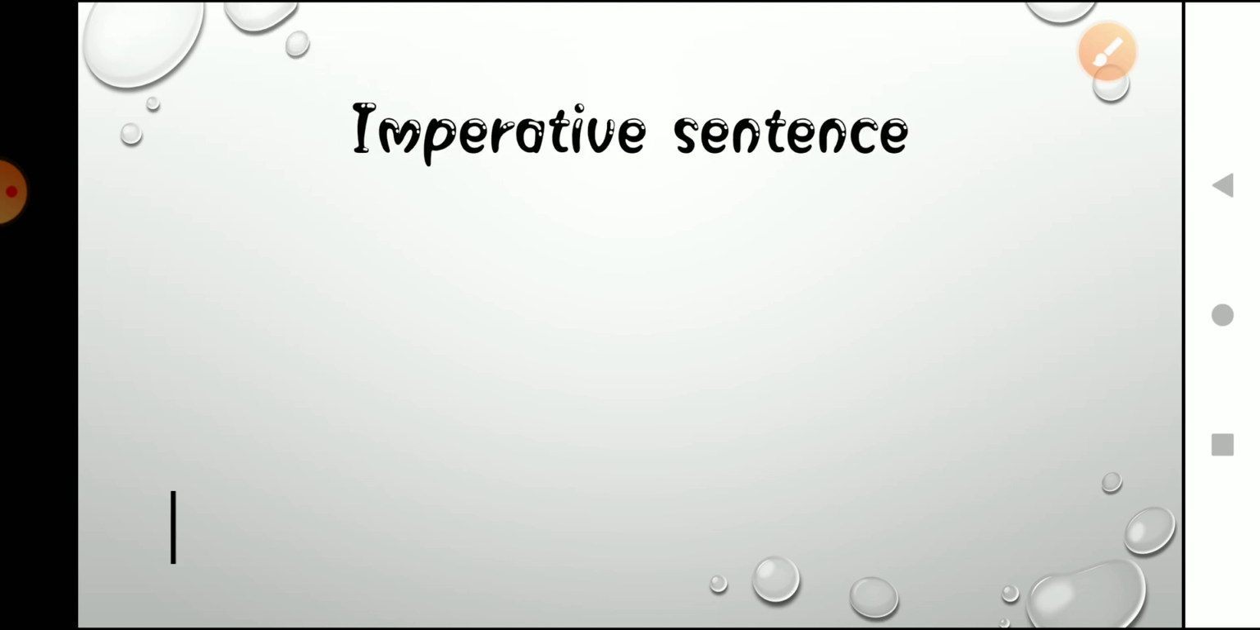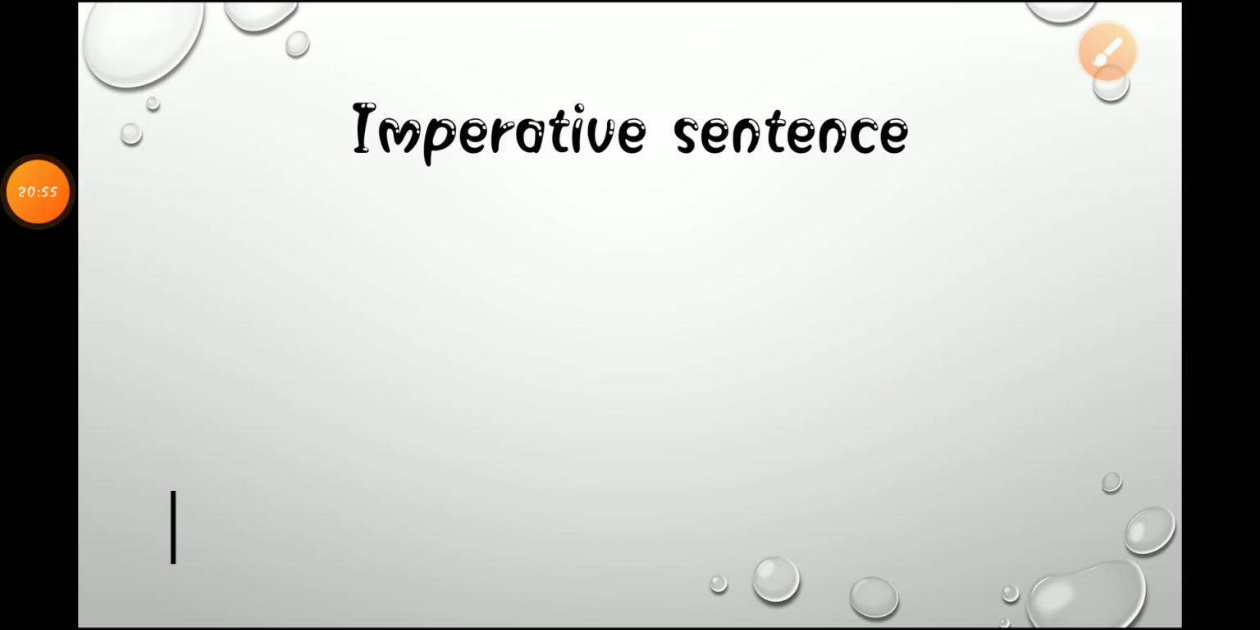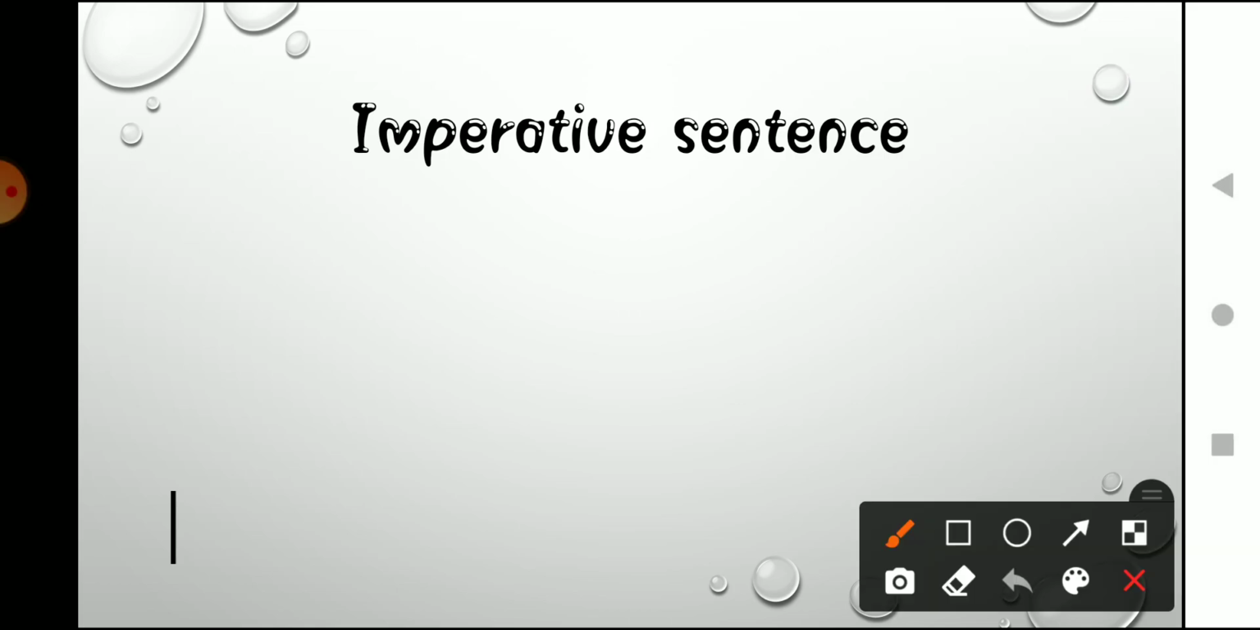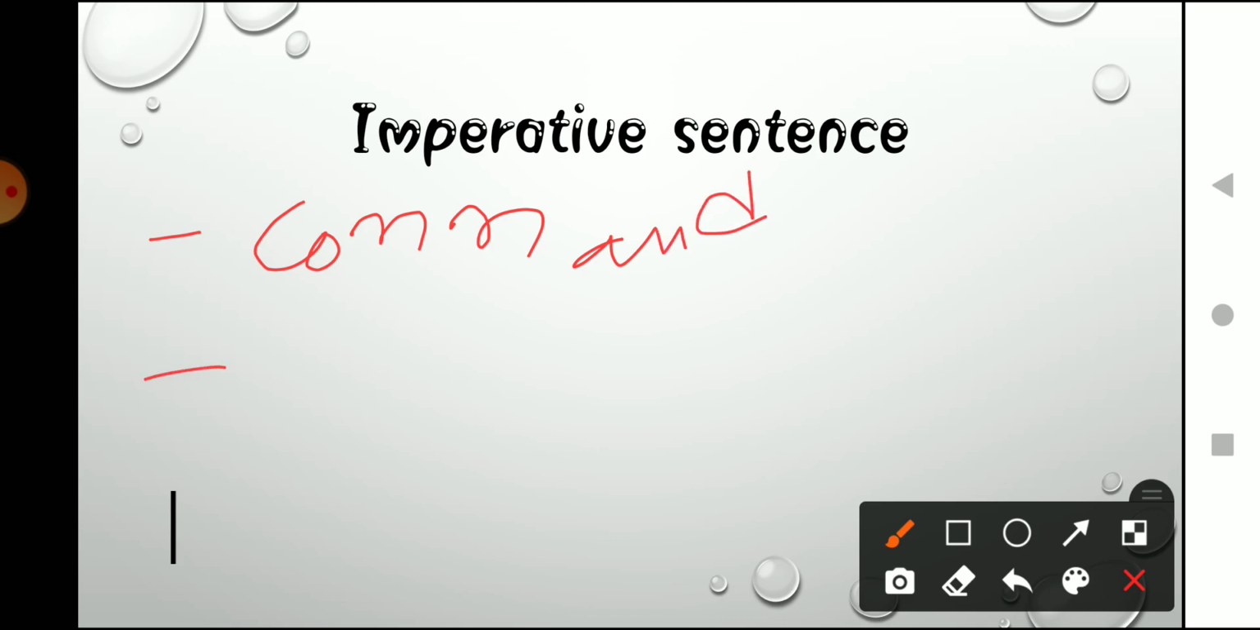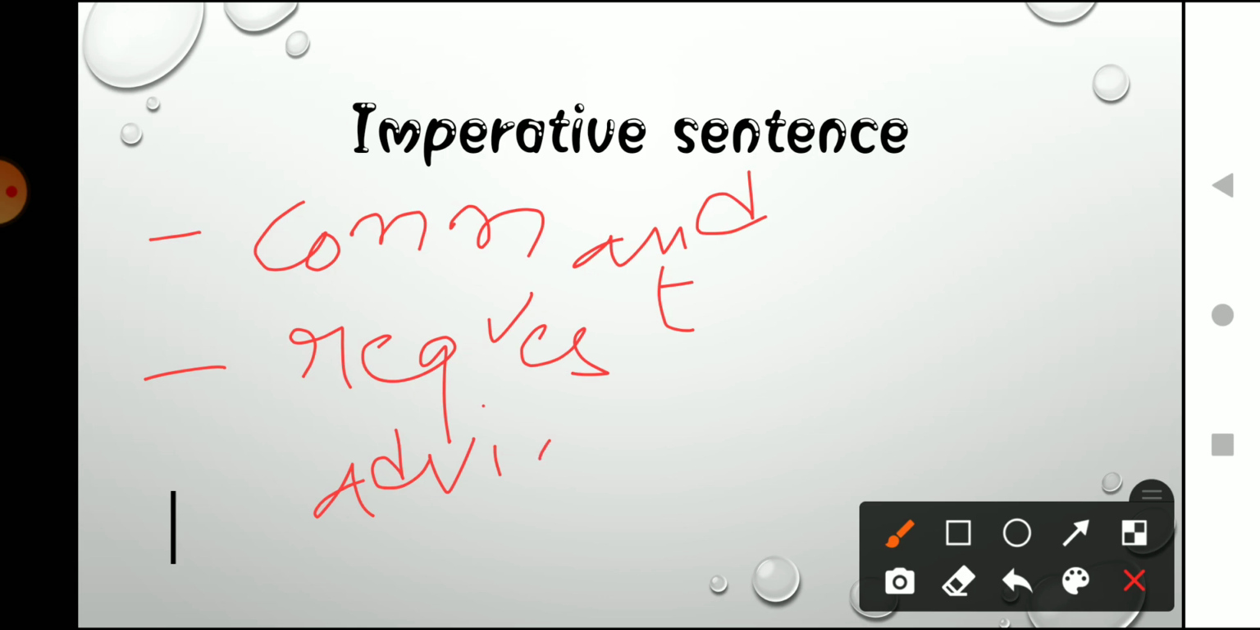Now moving forward to the other type, that is imperative sentences. So what are imperative sentences? Basically, these are those sentences which express a command, or request, or an advice, or desire. All those sentences which express these four things are known as imperative sentences.